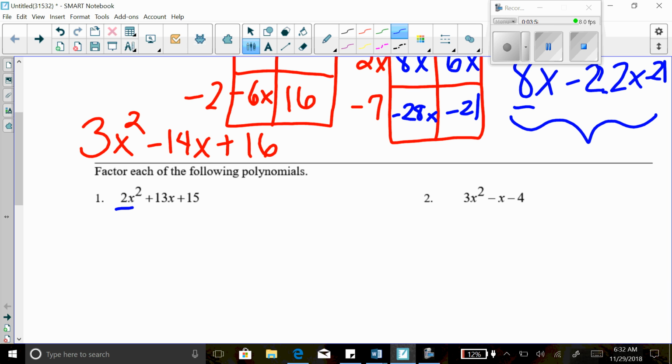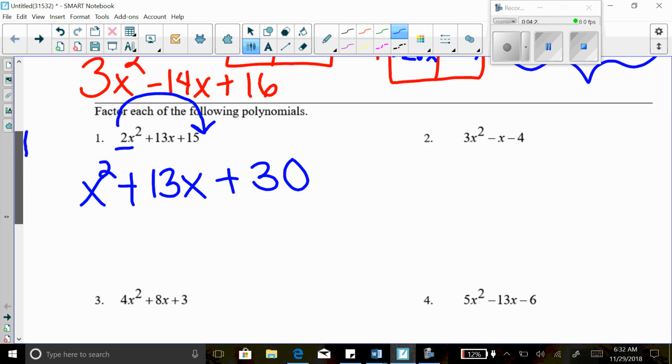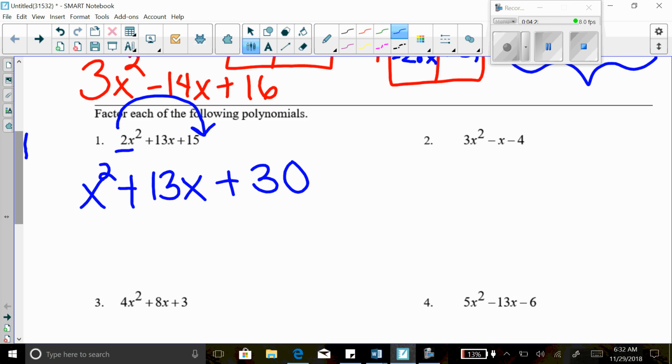So let's go. This is called the slide and divide method. First thing you want to do is slide. So you want to take the number in the front and multiply it by the number at the end. So when I do that, I get x squared plus 13x plus 30. And now we just factor that, which is really easy. That's the old factoring method.